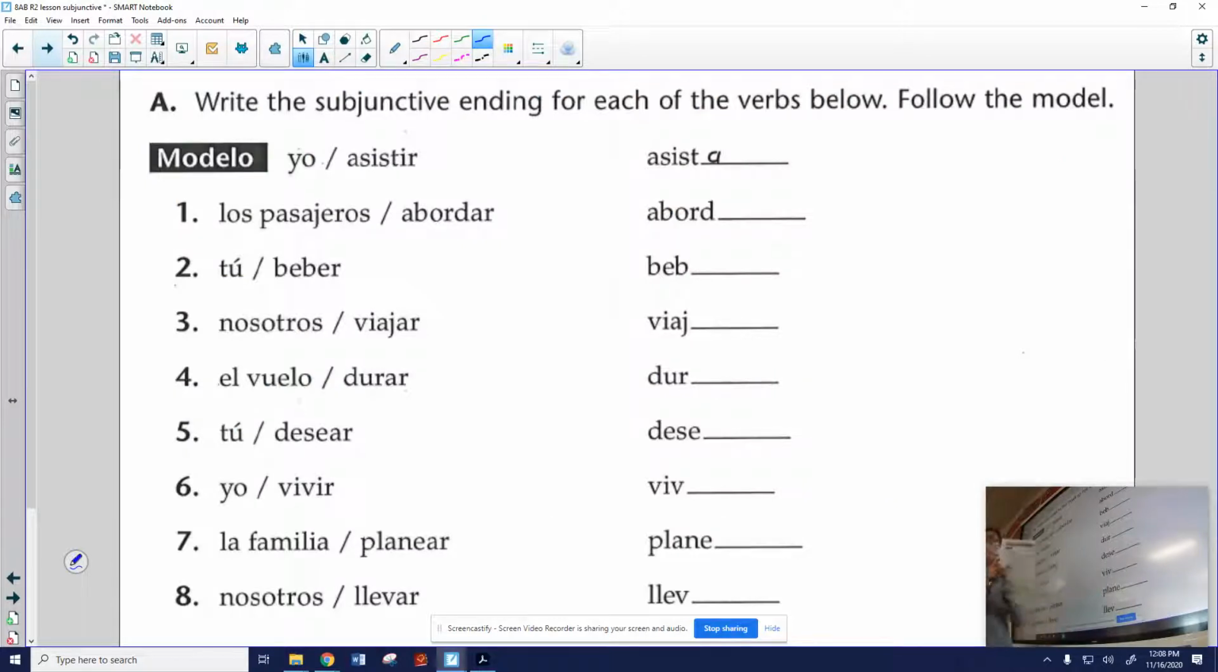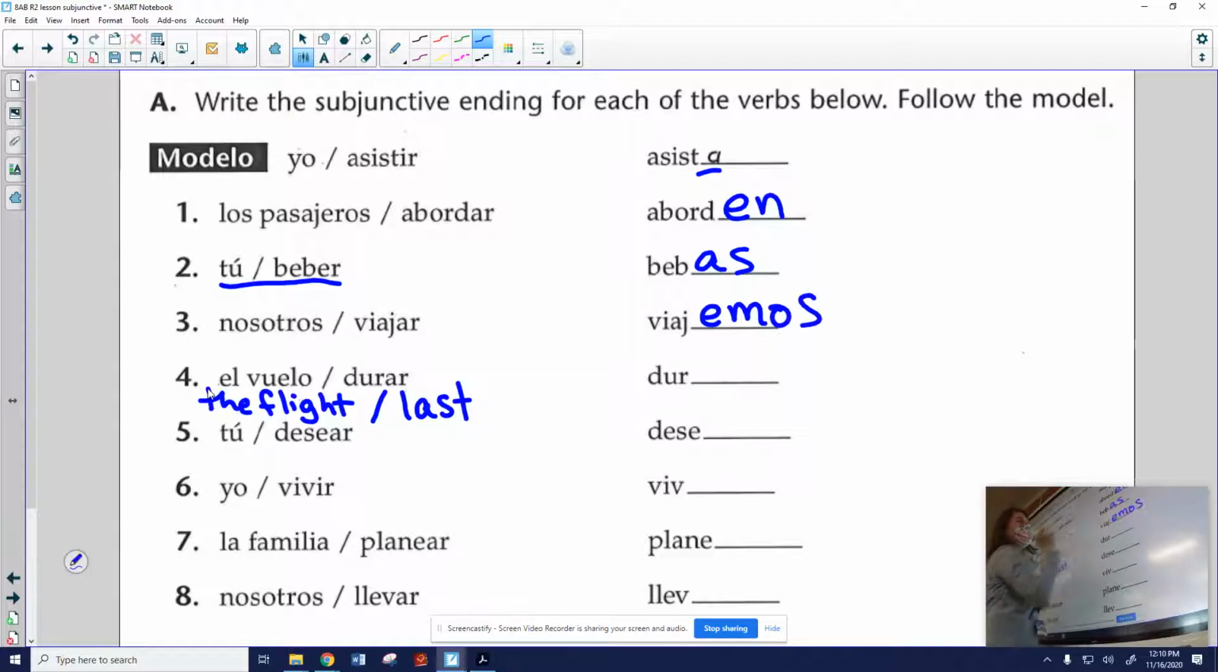The very first thing, part A, aquí está. Write the subjunctive ending for each of the verbs below, follow the model. So the model is yo, con asistir, asista. Go to yo, drop the yo, add the opposite ending. The passengers, to board, aborden. You drink. I recommend that you drink more water. Por ejemplo, bebas. Do the rest on your own. Take 30 seconds.